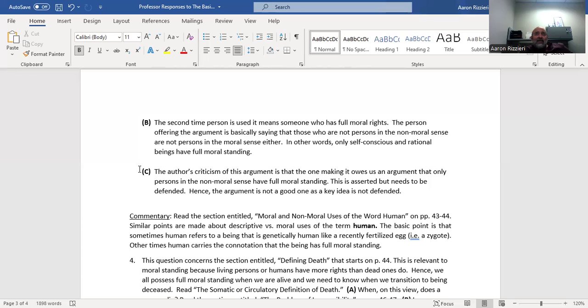what you can't do is just say, okay, look, even a later stage fetus is not a person in the sense that it lacks self-awareness or consciousness. It doesn't automatically follow that they lack full human rights or full moral rights or have full moral standing, the terminology we've been going with. That itself needs an argument. So that's the basic idea there.